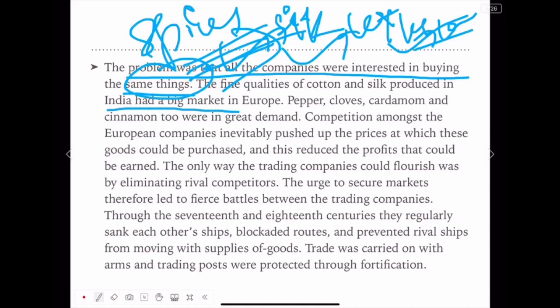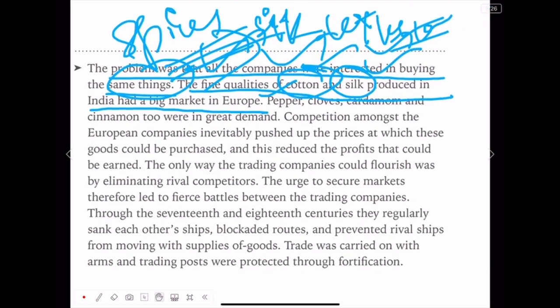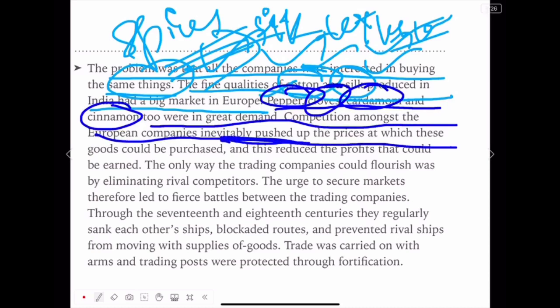India had a big market in Europe. The fine qualities of cotton and silk produced in India had big markets in Europe. The silk and the cotton that was produced in India was in such great demand in Europe, you won't believe. Now, there was a competition among them. Pepper, cloves, cardamom, and cinnamon were in great demand amongst the European companies. This inevitably pushed up the prices and reduced the profits that could be earned.